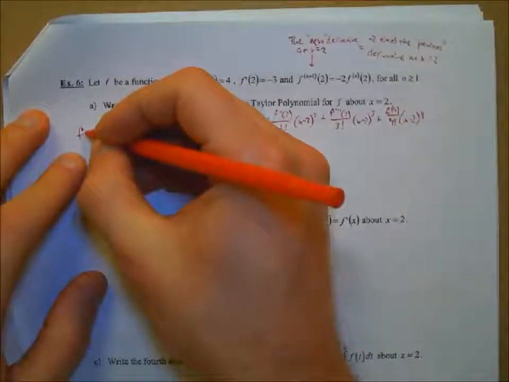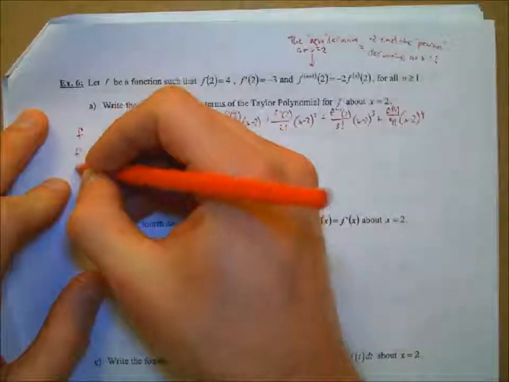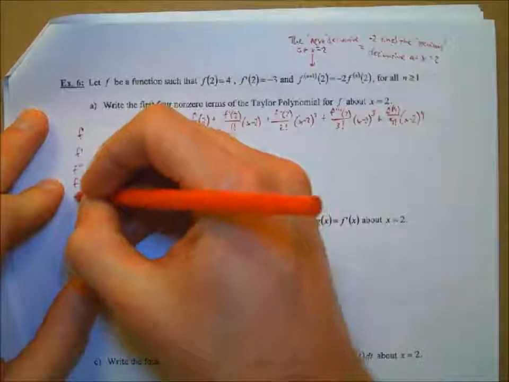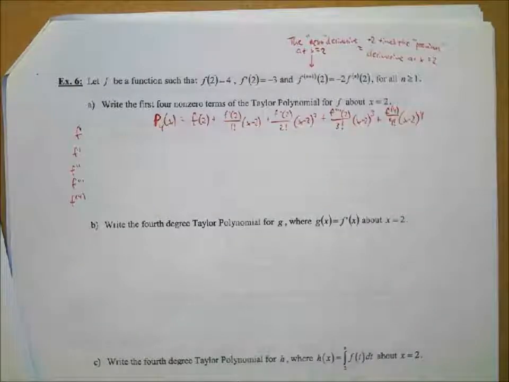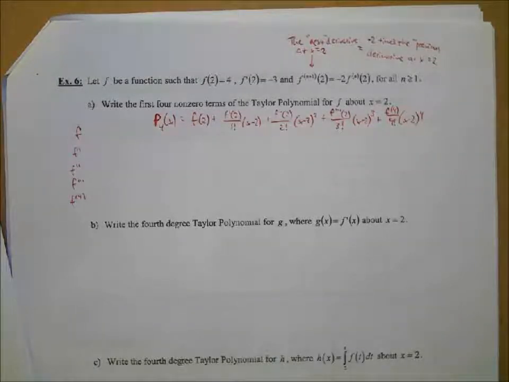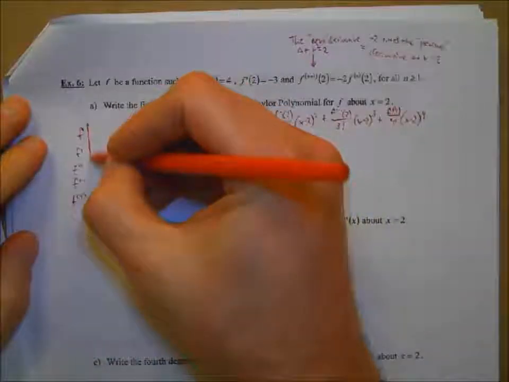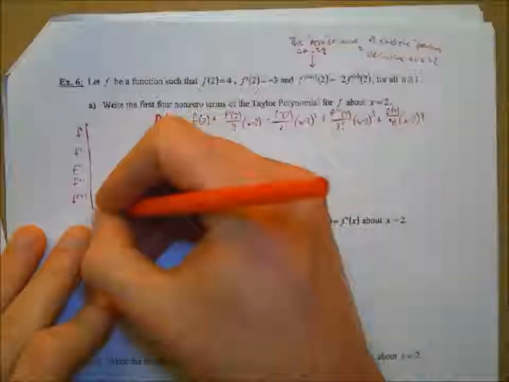We need to evaluate f, f prime, f prime prime, f prime prime prime, and the fourth derivative of f. But the good news is we're not given a function. It actually makes things easier for us. We don't need to worry about what that function is or taking its derivative. We're just going to evaluate these things at x equals 2.